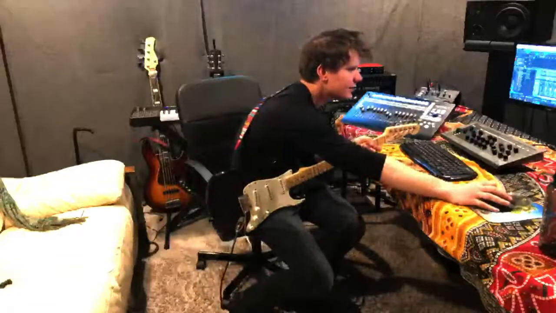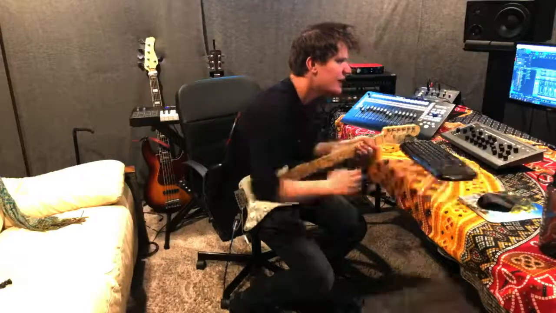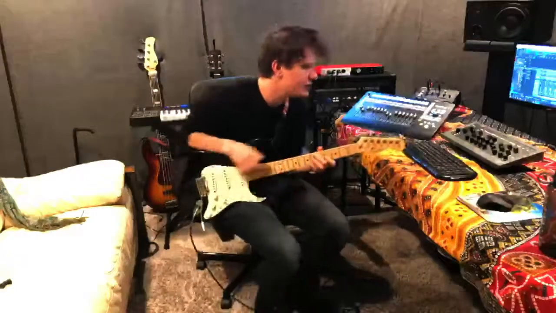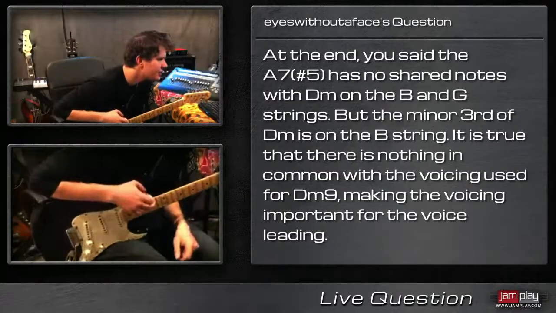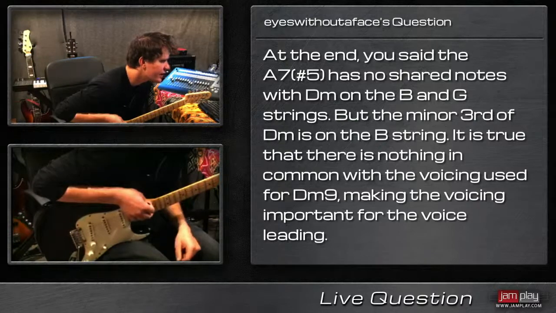Let's see. We've got a question up here. Ooh, a 2-part question. I love it. So, at the end, you said the A7 sharp 5 has no shared notes with D minor on the B and G strings, but the minor third of D minor is on the B string. Is it true that there is nothing in common with the voicing used for D minor 9, making the voicing important for the voice leading?